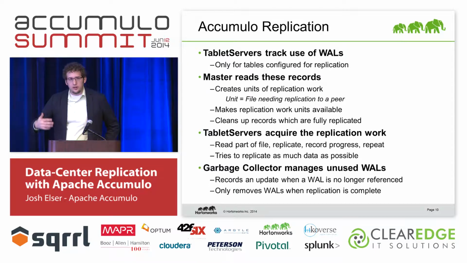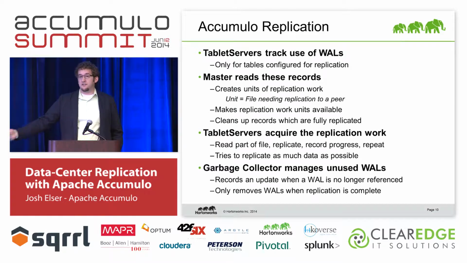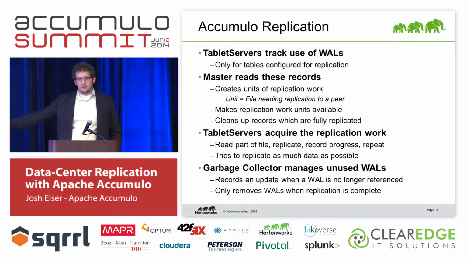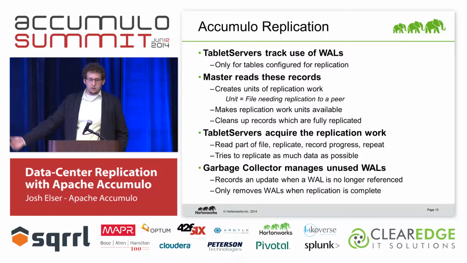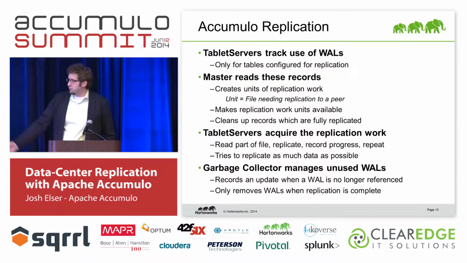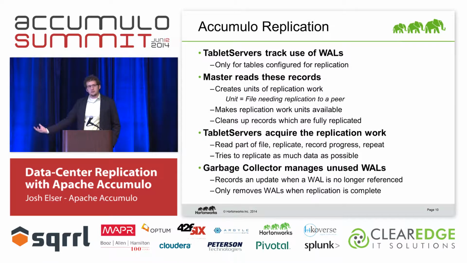So we know up front we're going to need to replicate data in this file at some point. As we go, we can read this data, and eventually the tablet server can say, all right, I wrote some data here, you can start looking at it, and there'll be stuff to replicate for it. So it creates these records that the master can then come along later and just read at its leisure.